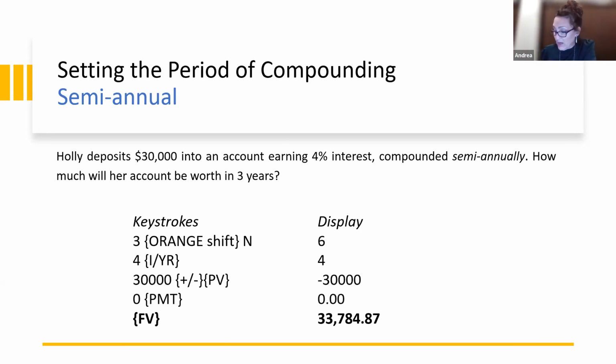So you're going to hit 30,000 and you're going to hit your plus minus key, which again is in the first column, 4th one down, and you should see a negative 30,000 and you're going to hit PV and that's going to populate the present value. There is no payment. I'm just going to skip over that and I'm going to hit that future value key and I'm going to get 33,748.